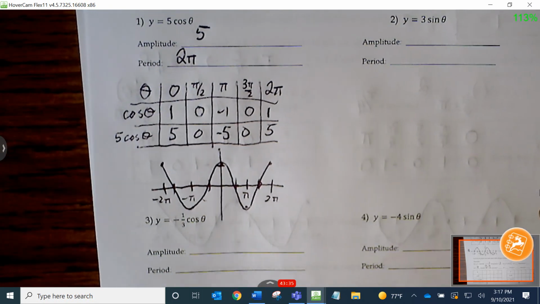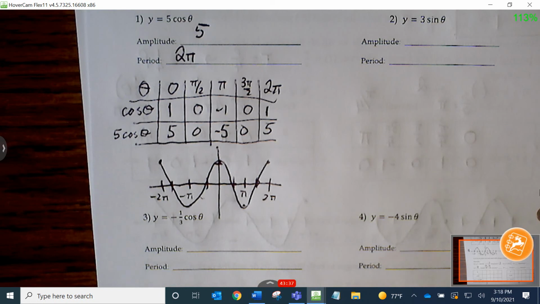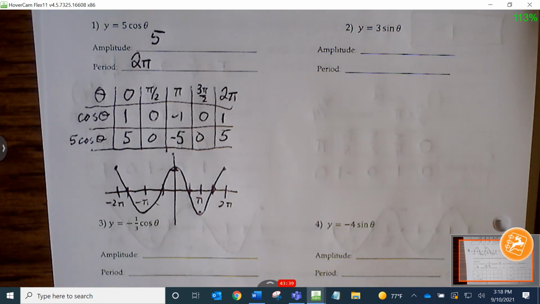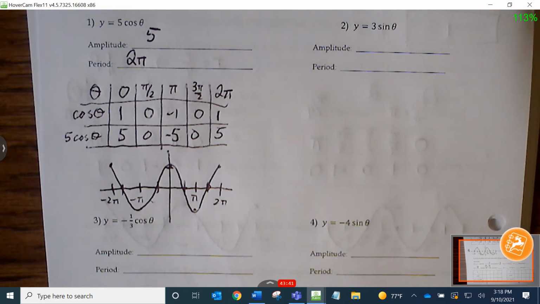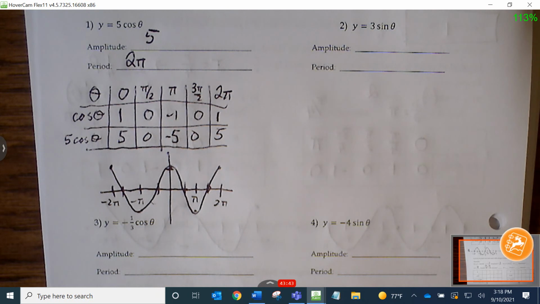Okay, same thing as before, we're just creating our own chart, getting used to making our own chart and making our own graph. Okay, see if you guys can finish 2 through 4. You don't have to do the chart. I think that the chart is helpful just to map out everything, but if you're comfortable with the values, then you don't have to do that.